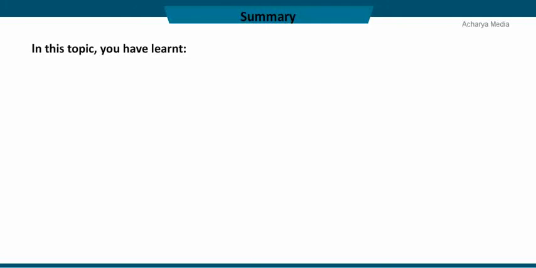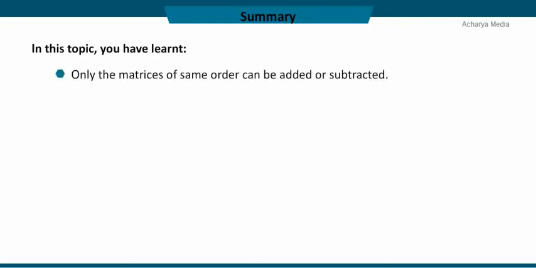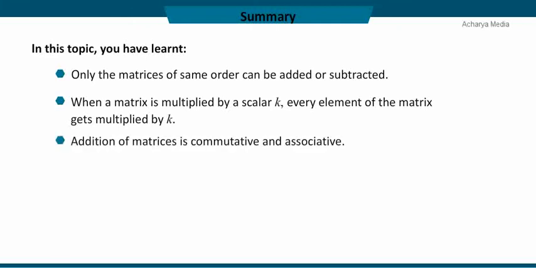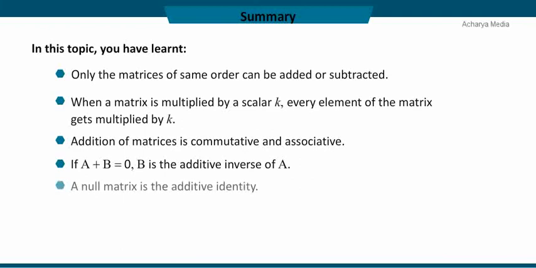In this topic you have learnt that only matrices of the same order can be added or subtracted. When a matrix is multiplied by a scalar k, every element of the matrix gets multiplied by k. Addition of matrices is commutative and associative. If A plus B equals 0, B is the additive inverse of A. A null matrix is the additive identity. Minus A is the additive inverse of A.